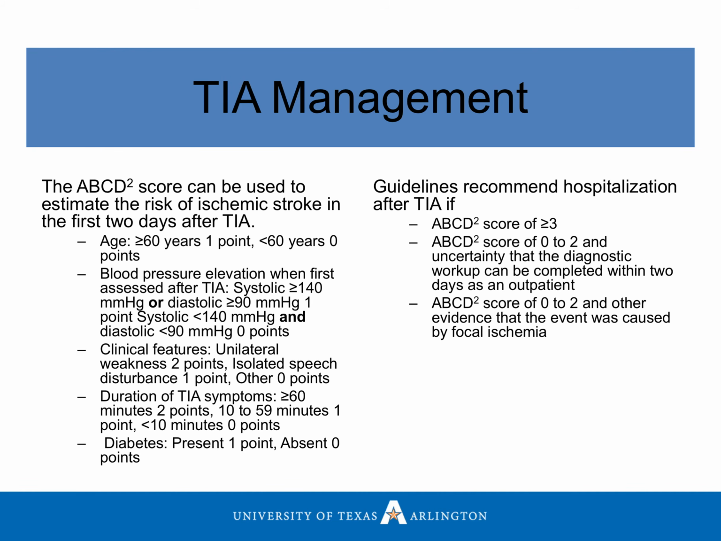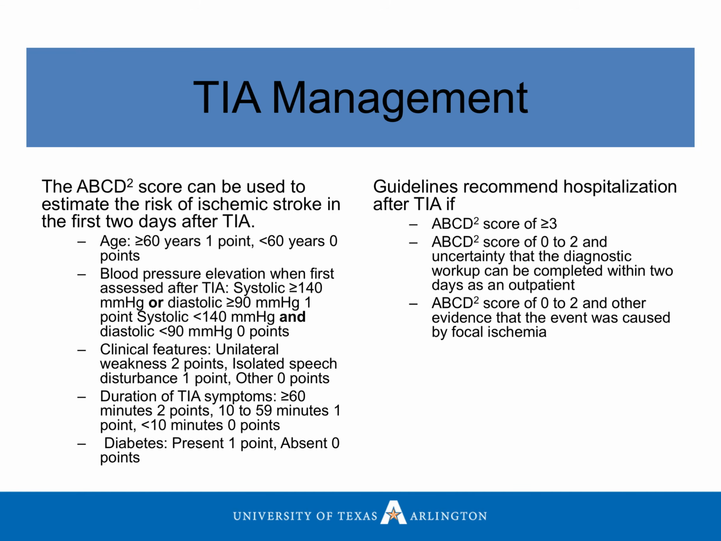Okay, TIA management. We use something called the ABCD score to determine if the individual should be hospitalized after a TIA, and what their risk might be for having a stroke within the next 2 days, and that's why hospitalization would be recommended. This ABCD score is based on their age, blood pressure at onset, clinical features, duration of the symptoms, and whether they have diabetes. An age greater than 60 gives them a point. Blood pressure elevation at diagnosis, a systolic greater than or equal to 140 or a diastolic greater than or equal to 90, gives them a point.